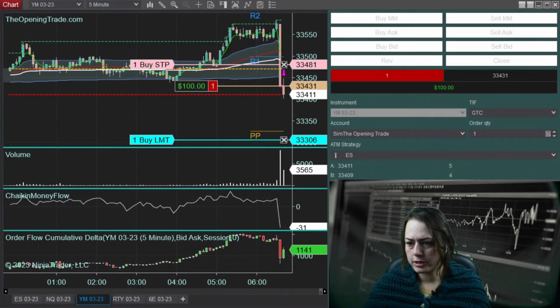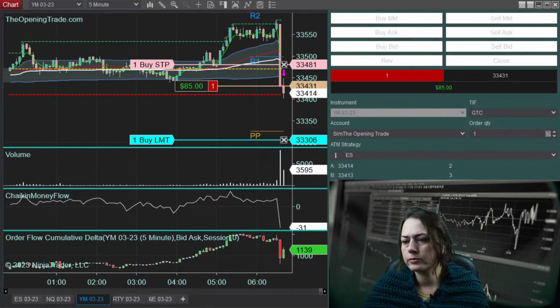Sorry, I left the mouse on the chart. We're bouncing at the overnight low. We need to hit the overnight low, push through, and then fall to the pivot point.